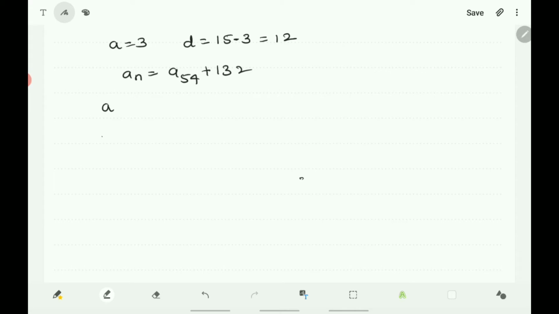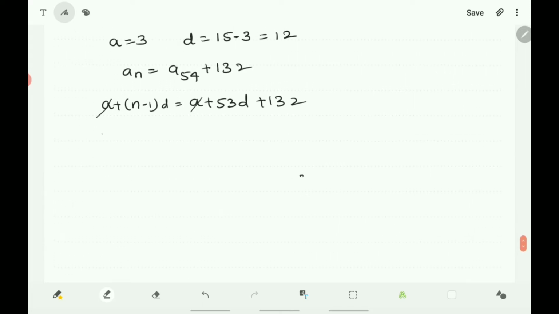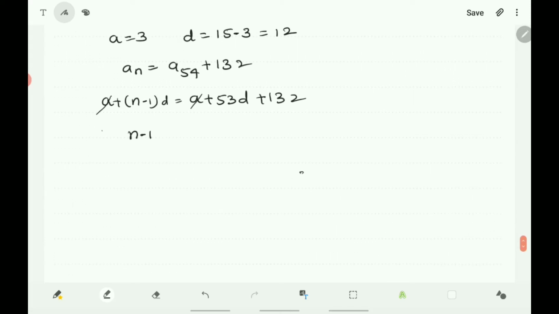An means A plus (n minus 1) into D, equals A54, that is A plus 53D, plus 132. Here A cancels. Put the value of D here. D is 12. So (n minus 1) into 12 equals 53 into 12 plus 132.